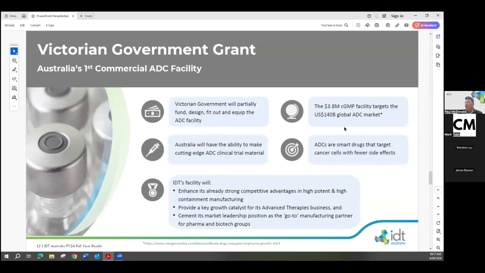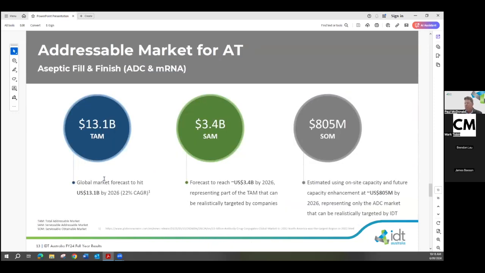As I explained, the Victorian government is supporting us with a grant to progress the commercial ADC facility, the pilot scale at first, then leading on toward commercial. Now, you see here, there's a huge sum on the antibody drug conjugate and mRNA. mRNA was a $50 billion program during COVID. The antibody drug conjugate is a $14 billion program today, growing potentially tenfold as it consumes traditional modes of chemotherapy. Now, some of these ADCs are selling for anywhere from $10,000 to $15,000 a dose.